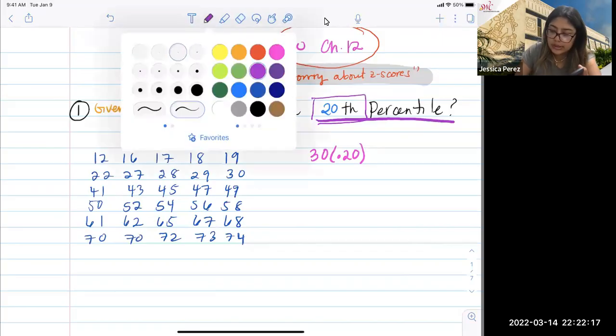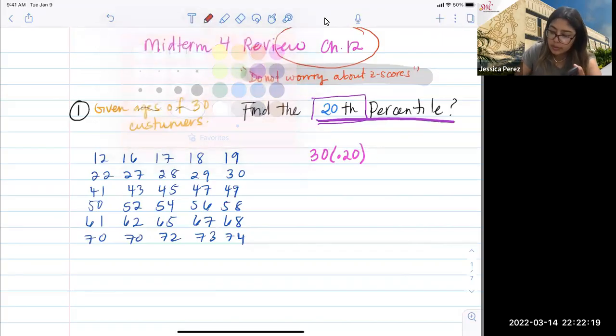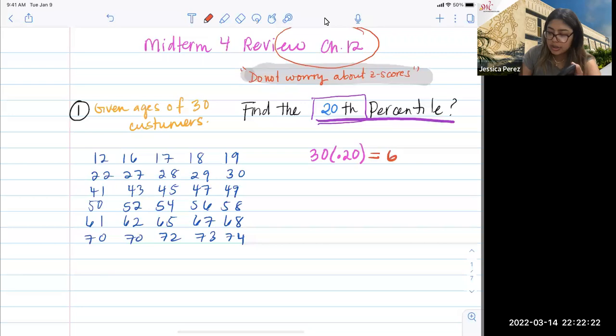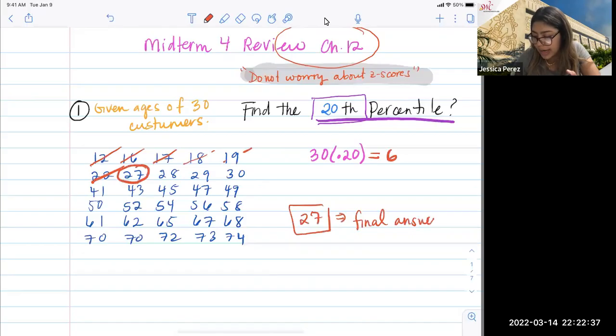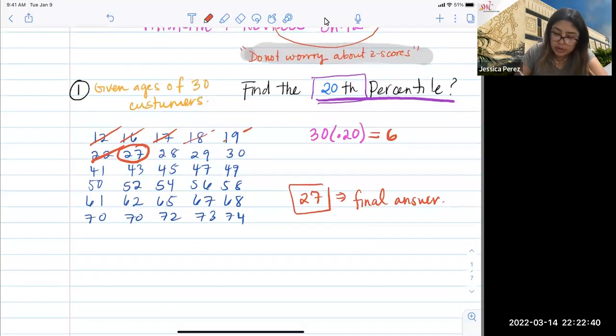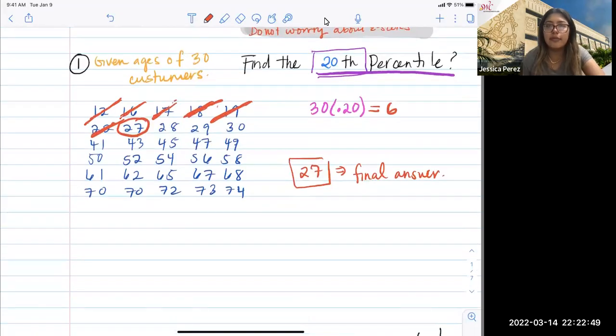So what is this 6 about? What you're going to be doing is you're going to cross 1, 2, 3, 4, 5, 6. And it's going to be the next number after that. So 27 is your final answer. So it's always the number afterward. So you're going to cross again 1, 2, 3, 4, 5, 6, and it should be the next number afterward. That is the 20th percentile of this data.